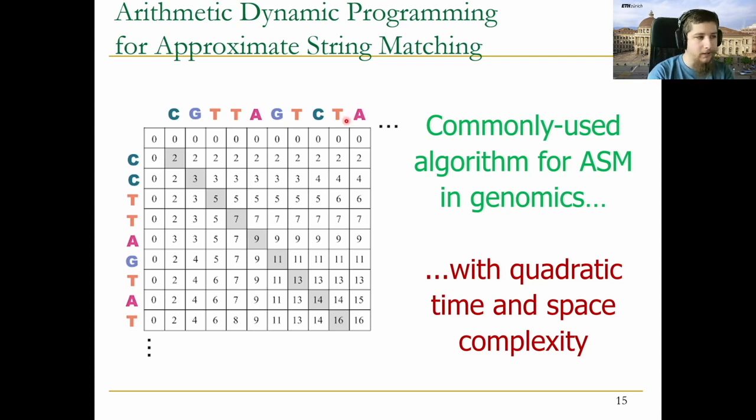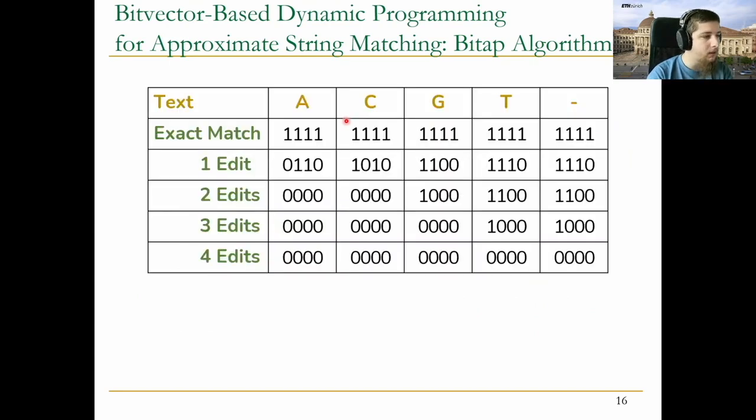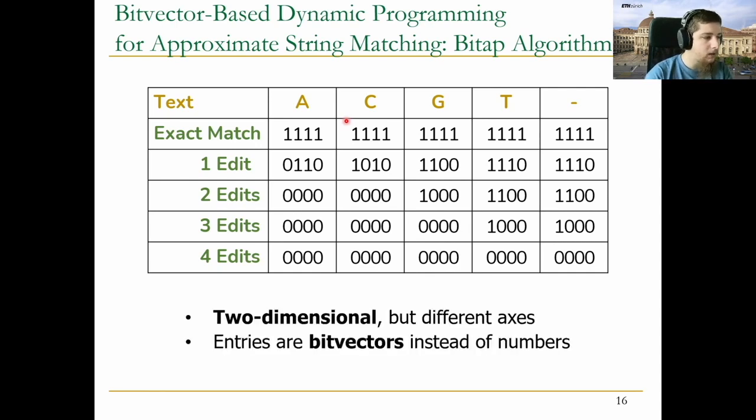Now, alternatively to this number-based, arithmetic-based dynamic programming, you can do bit vector-based dynamic programming, and this is called the BitAP algorithm in this example. You build a table that's still two-dimensional, with different axes than before, and the entries are bit vectors instead of numbers. Really, each of these bits we are considering as Boolean values and not as numbers.